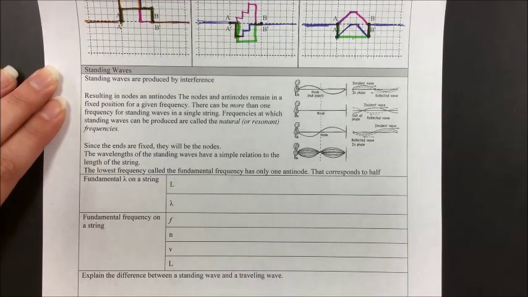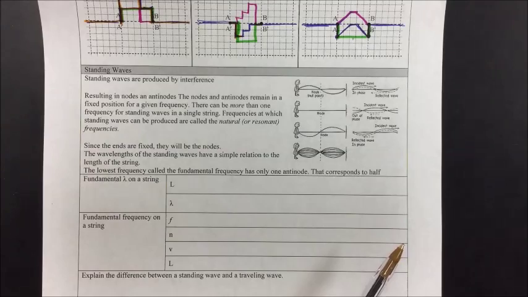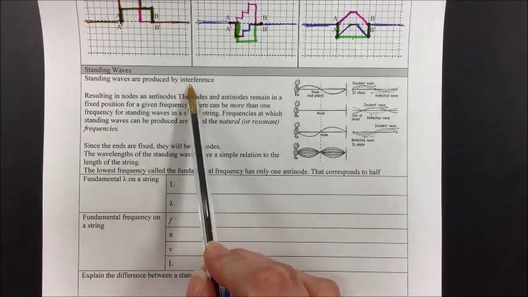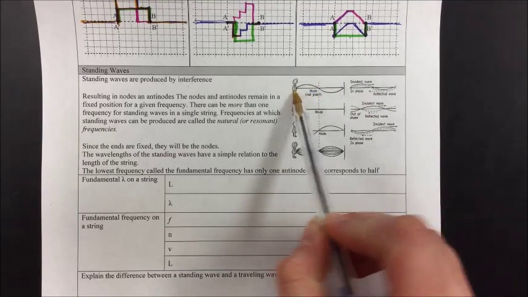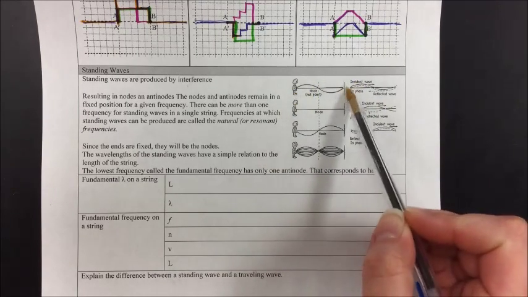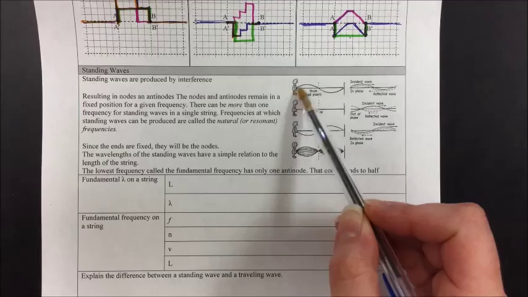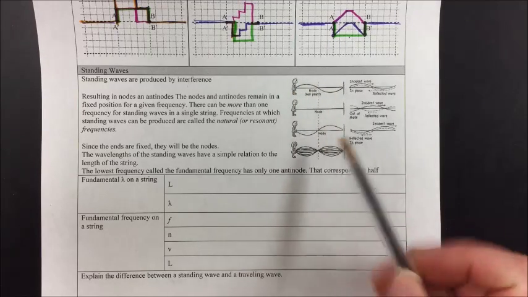Okay, today we're going to talk about standing waves. Standing waves are produced by interference. You can think of this like a jump rope where you are twisting one end and you've got someone twisting the other end, and you're going to make basically a loop.